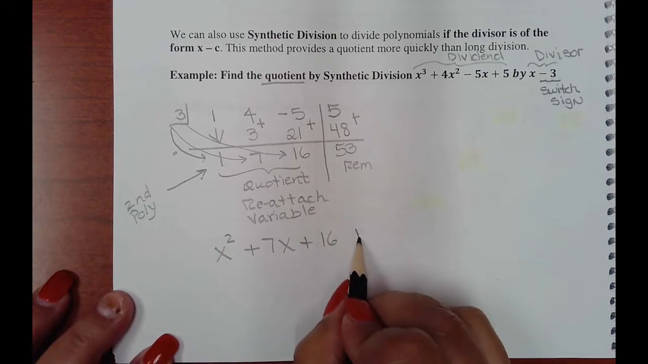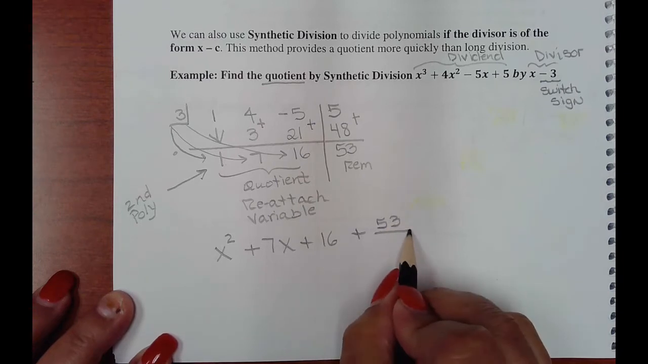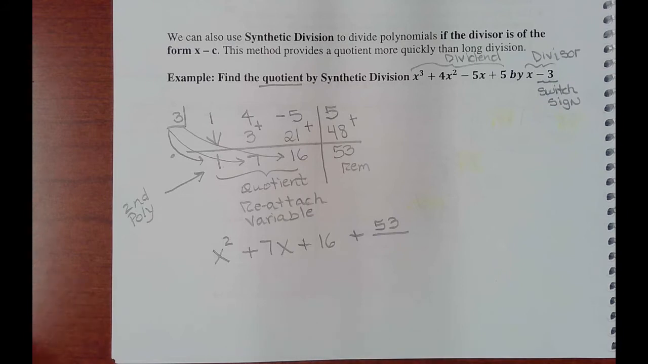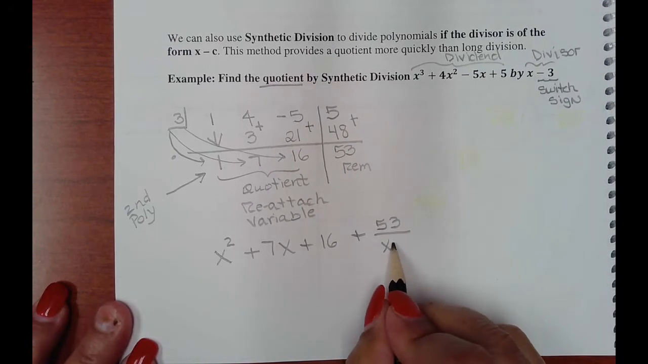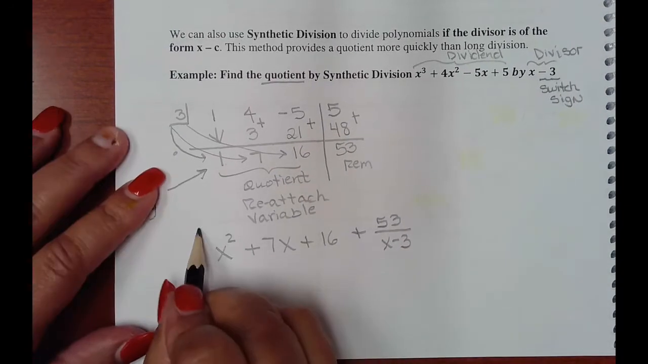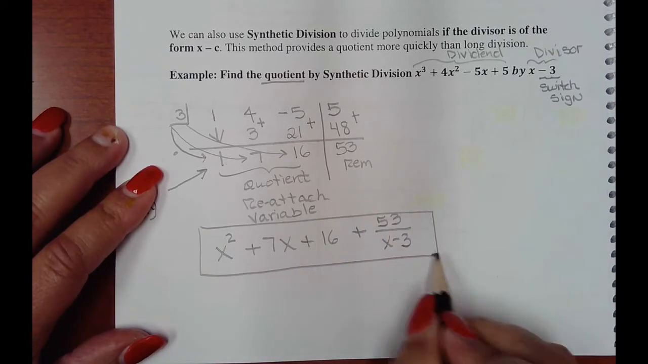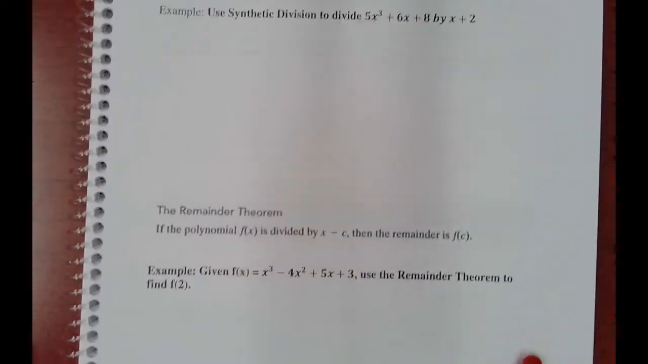And then this 53 is just your remainder. Remainders can be written, it's not unusual, it's actually a common way for remainders to be written as a fraction. So 53 over the divisor, which was originally given as x minus 3. So in a much cleaner and much quicker way, you are able to find the quotient as well as the remainder. Okay, moving to the next example.